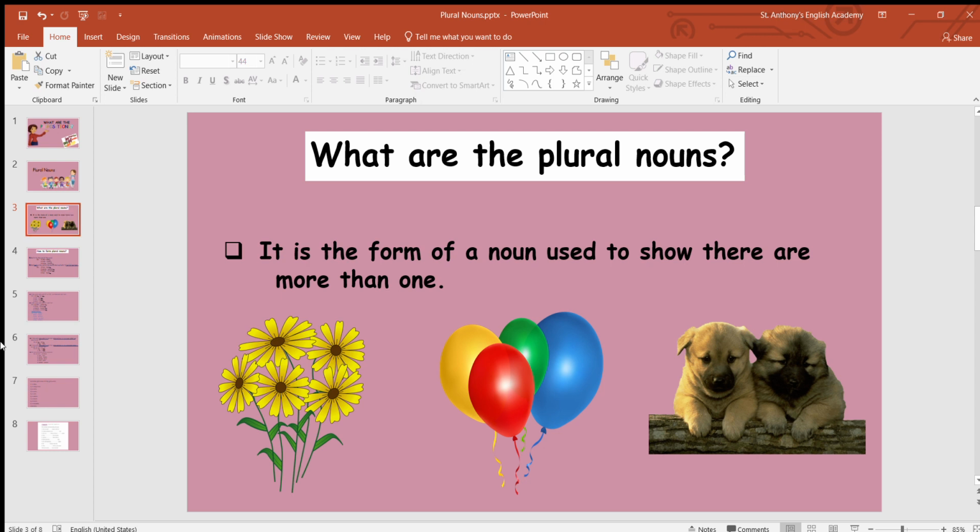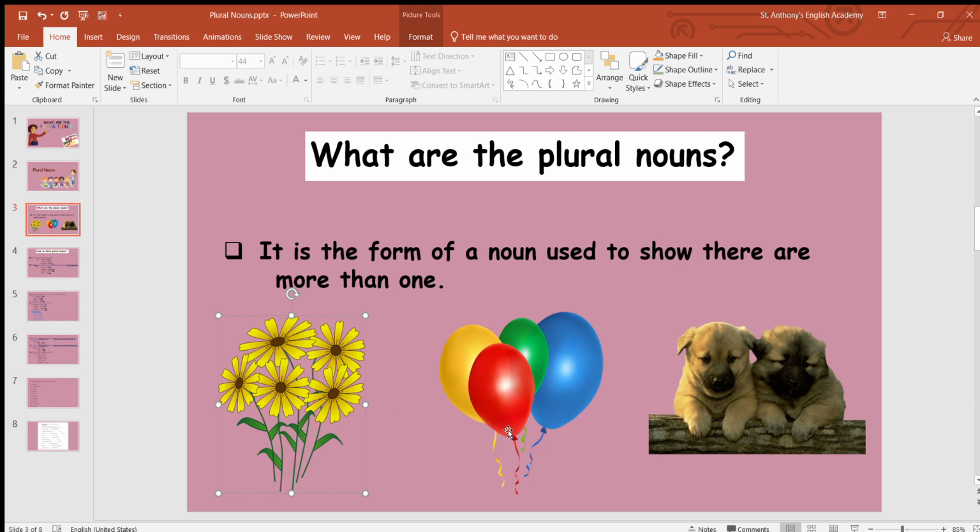Look at this first picture. We can see flowers. There are 1, 2, 3, 4, 5. There are 5 flowers. So we can call these 5 flowers a plural noun, because there is more than one flower. If there is only one flower, we can't say it's a plural noun. No. If there is only one flower, we call it a singular noun.